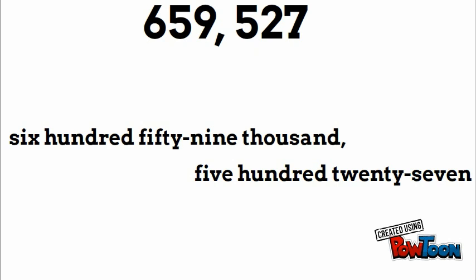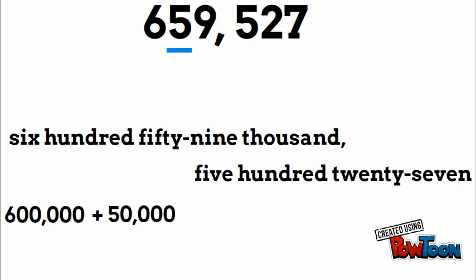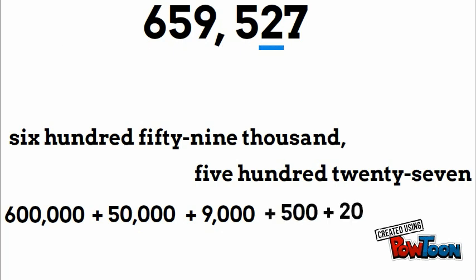Alright, let's look at our expanded form now, where we write out each different place value. So we have 600,000 plus 50,000 plus 9,000 plus 500 plus 20, and then finally plus 7. And there's the expanded form of our number, 659,527.